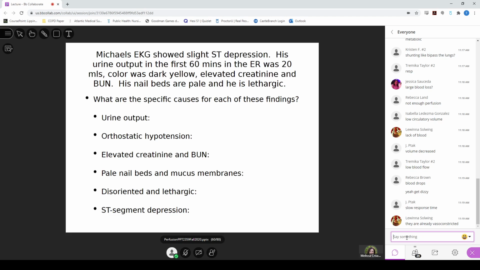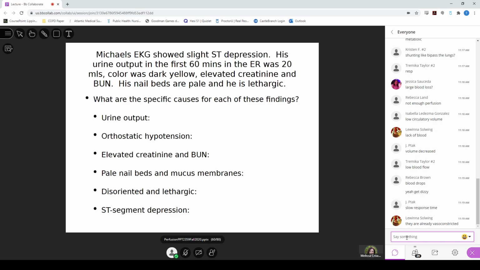So the disorientation and lethargy is all coming from the reduced blood flow to the brain. So this does definitely alter the central nervous system and its function. And when it goes into extreme cases, this patient goes into a coma.